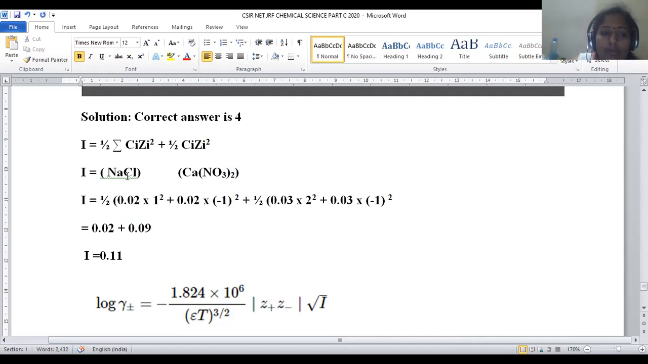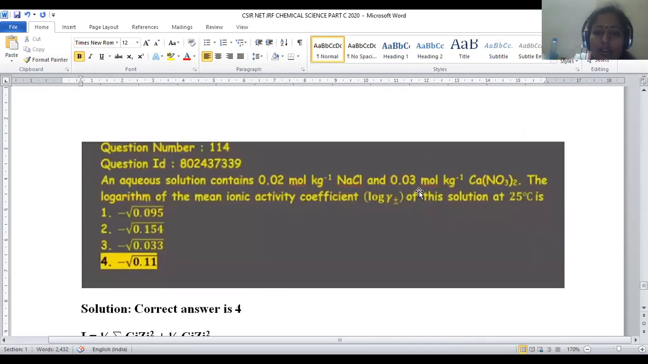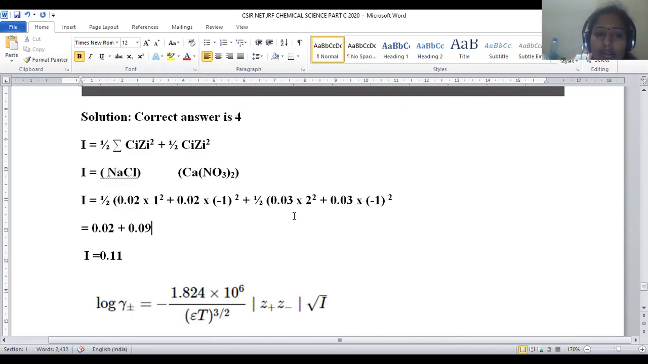0.02 into what is the charge on this ion, second ion? Minus 1. So here Zi square can be employed, that's why minus 1 square will be taken. Plus the second salt needs to be calculated here. So half into what is the concentration of calcium nitrate? 0.03. So how many calcium ions are there? Only one calcium ion there. That's why 1 into 0.03 into 2 square. So what is the valency of calcium? Calcium always exists in plus 2 charge. That's why it is taken as 2 square.